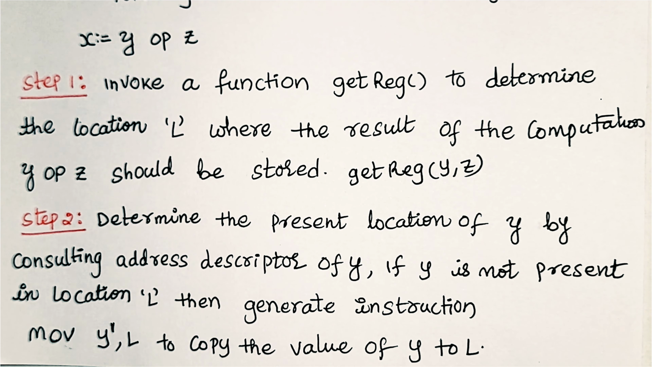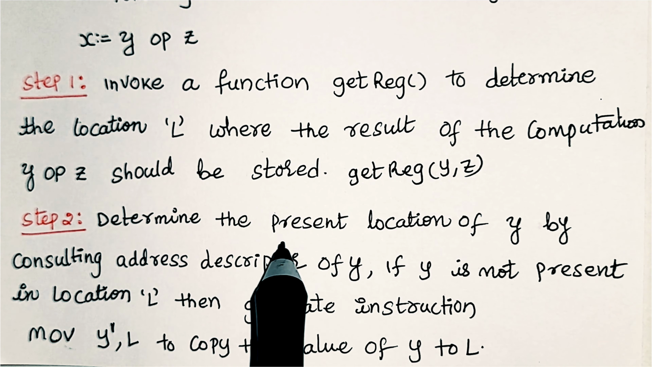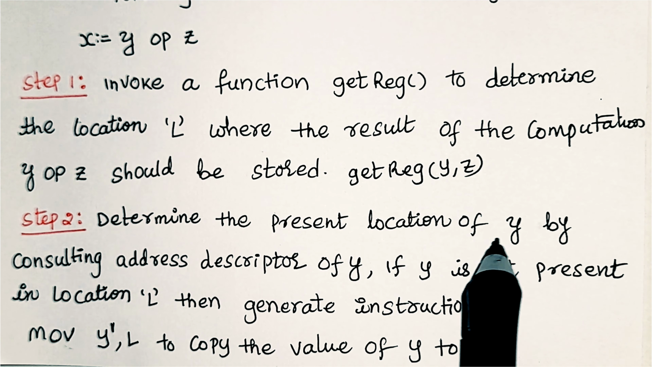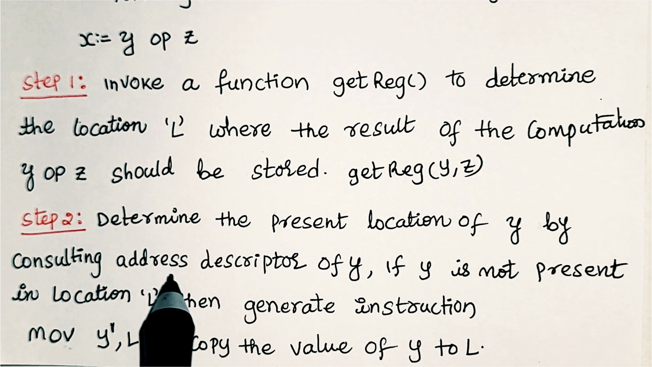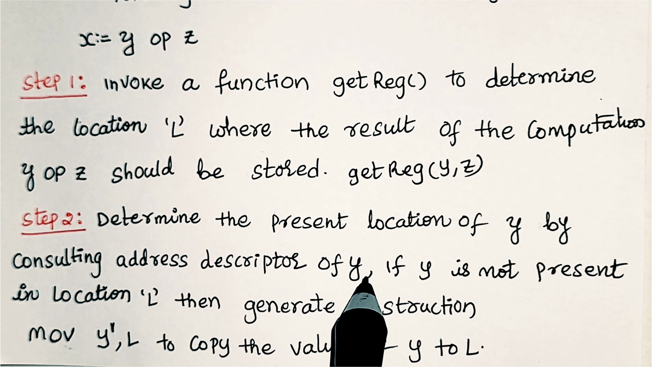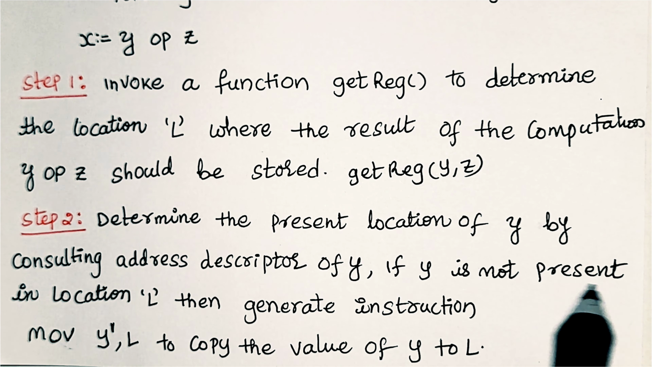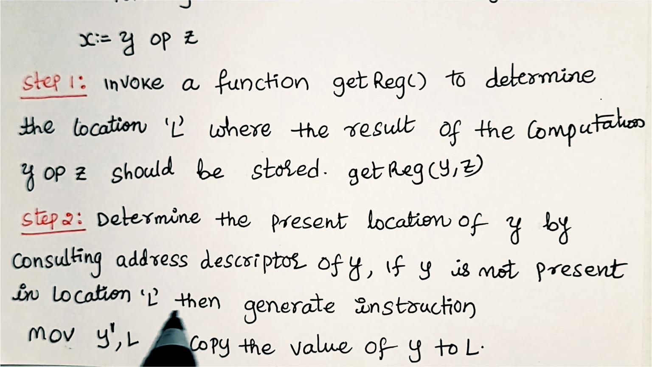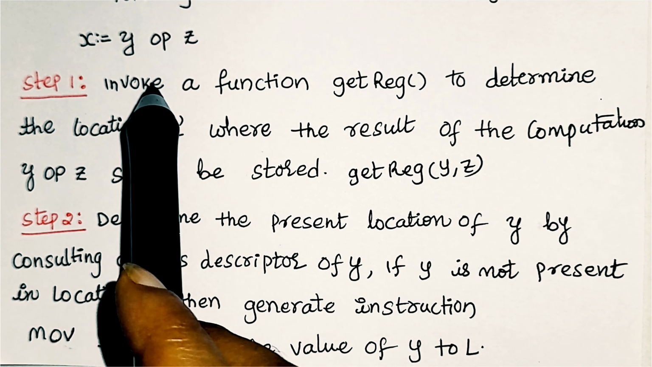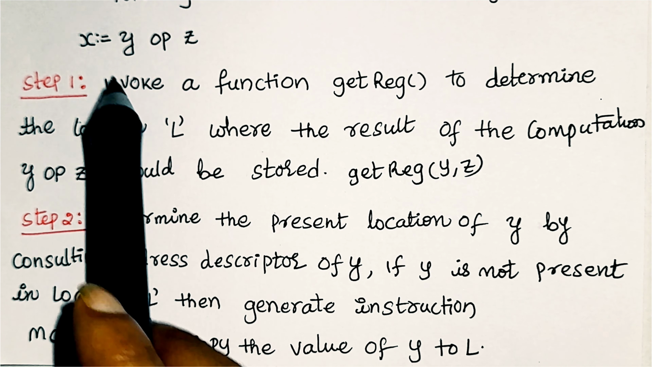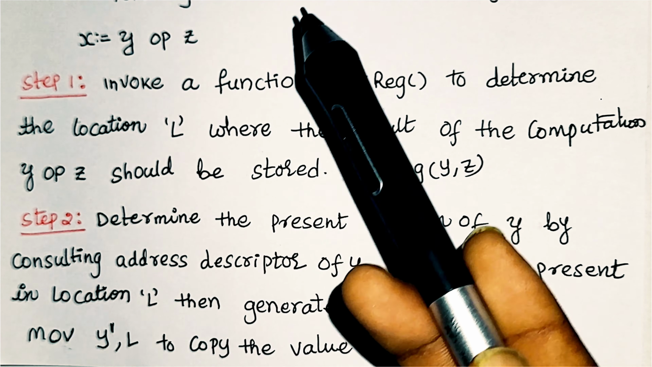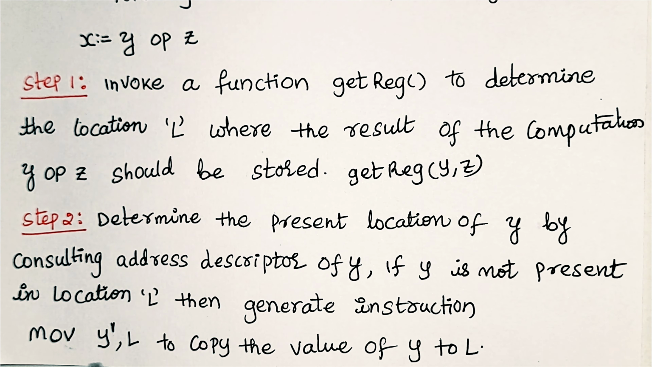In step 2, determine the present location of y by consulting the address descriptor of y. If y is not present in the location L, then generate the instruction move y', L to copy the value of y to L. So remember, first we store the result of y op z into L. Now I am finding the location.